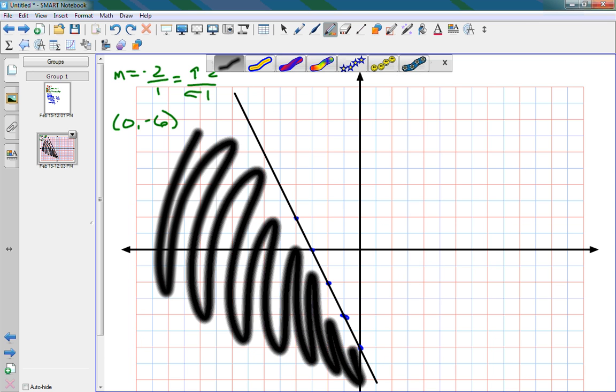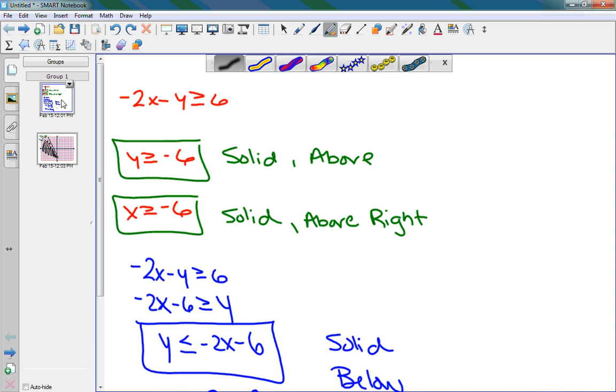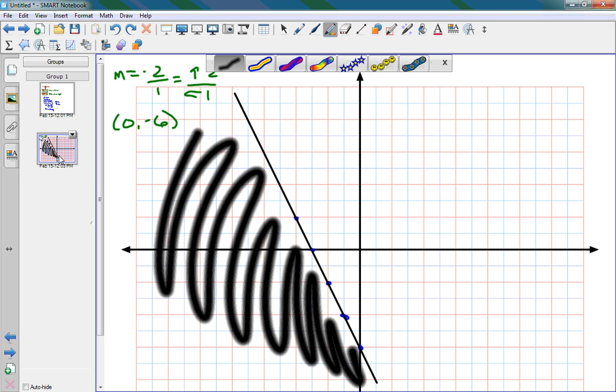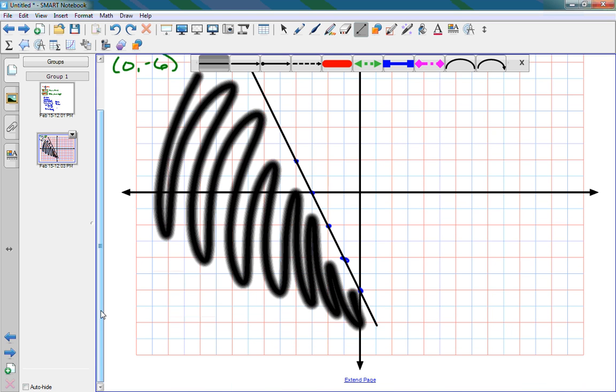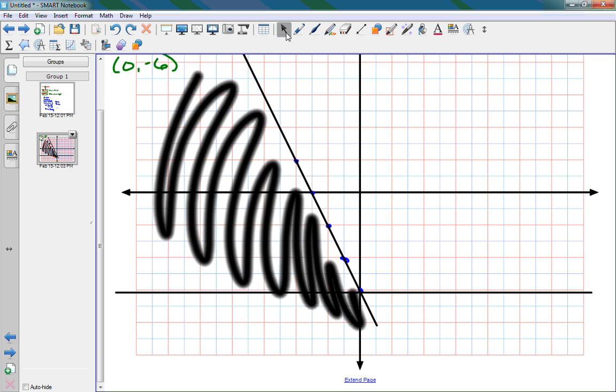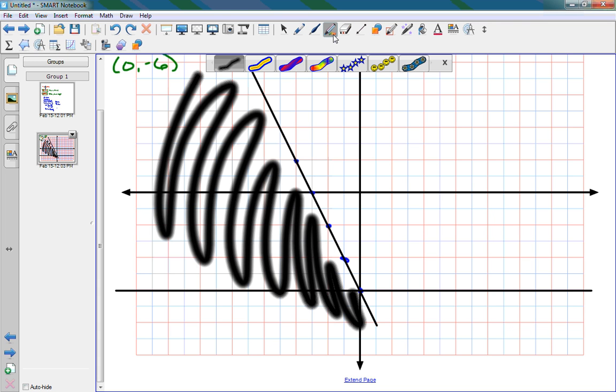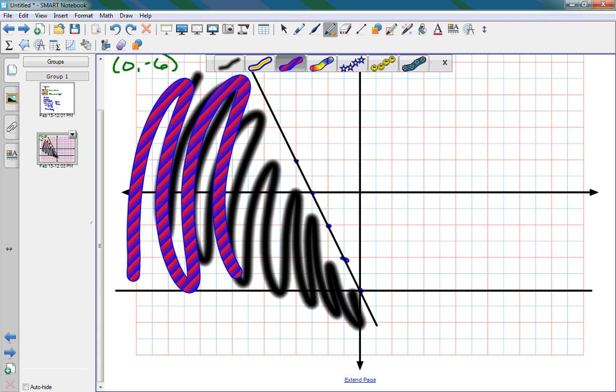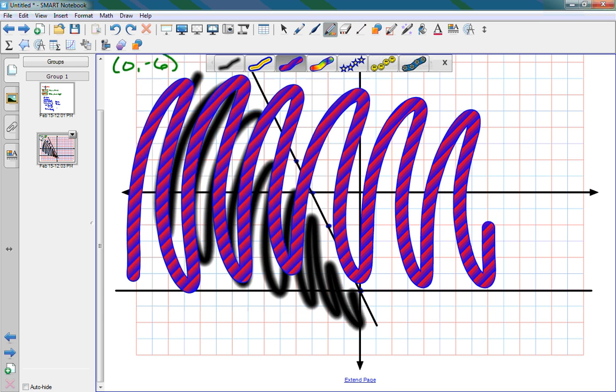Then the other one I need to graph is y is greater than or equal to negative 6. Where's negative 6? That's going to give me a horizontal line. If I want a horizontal line at negative 6, 2, 4, 6, that puts me here. Then I shade above that, like greater than or equal to.